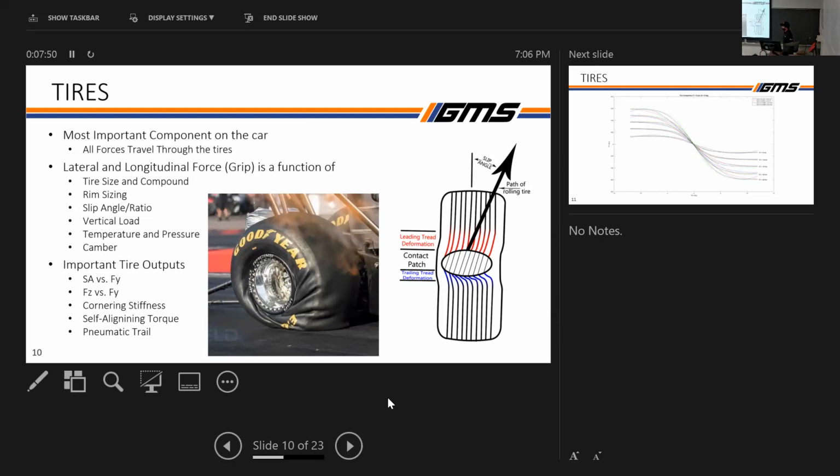Grip really is a function of tire size, different tire compounds, rim sizing, slip angle and ratio, vertical load, temperature, pressure, and camber. Those are all really important things we look at with the tires. Formula SAE is unique in that we have multiple different tires we can choose. In Formula One, they have 3 different compounds, but they all have to use the same ones. In Formula SAE, we can choose what tire we want to use, so there's a lot of validation that goes into why we choose a given tire.